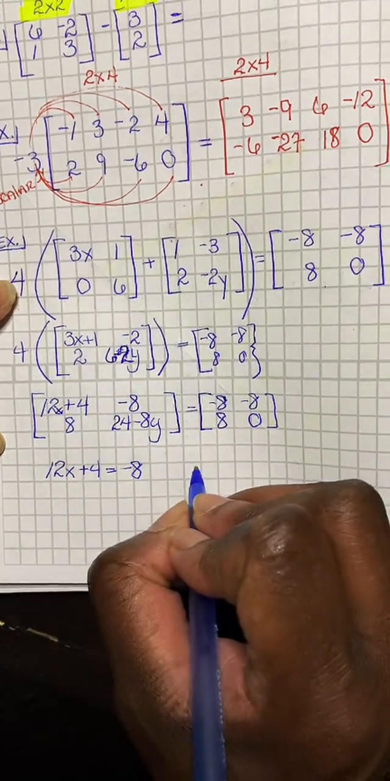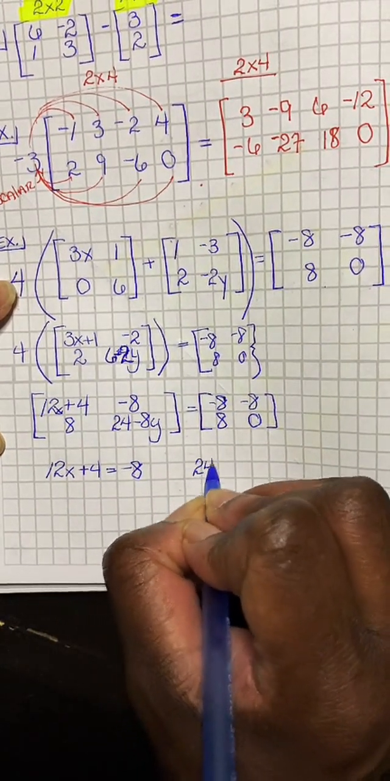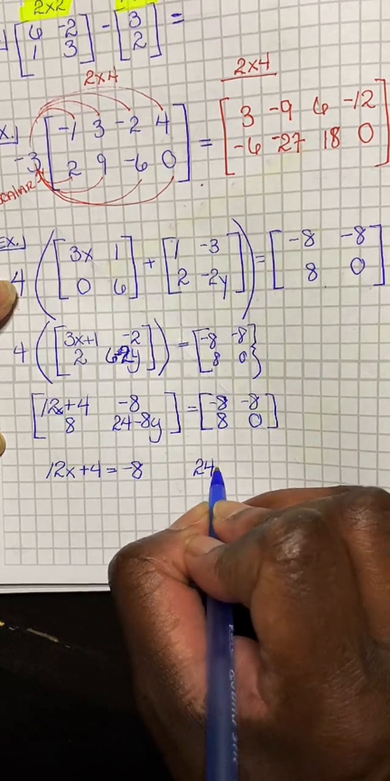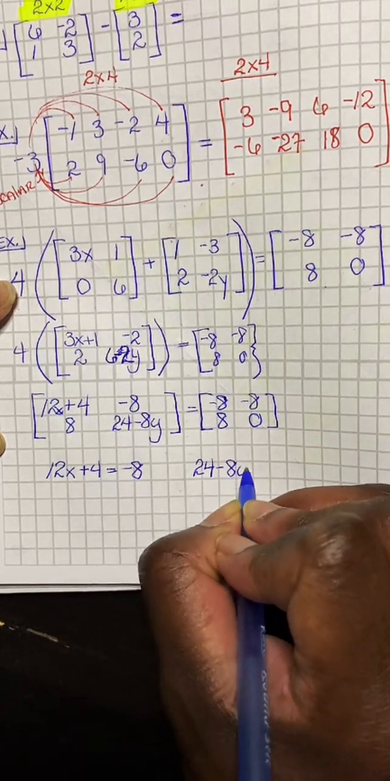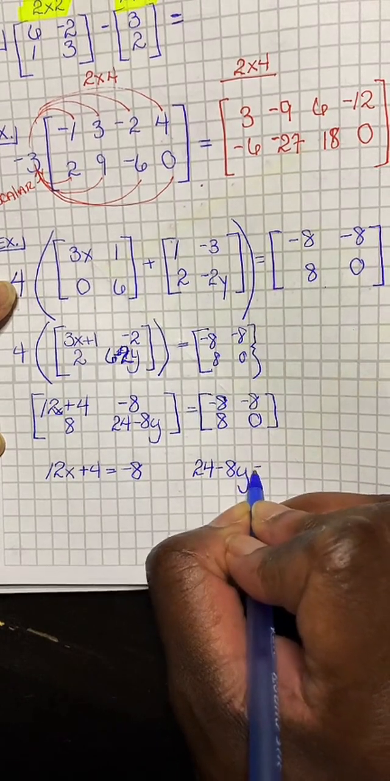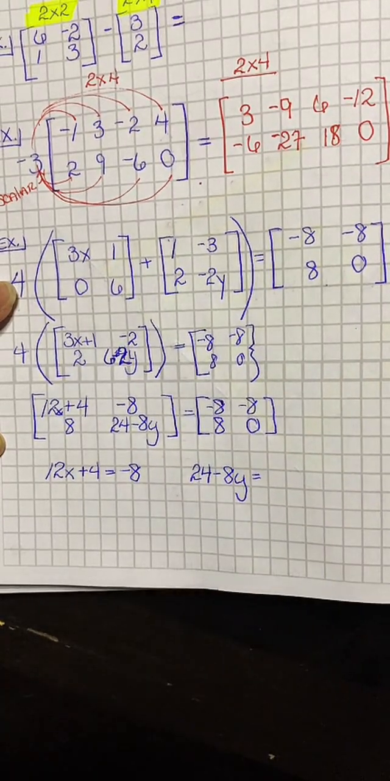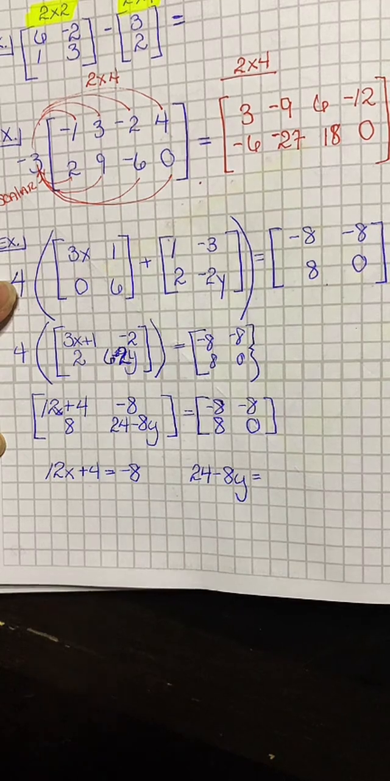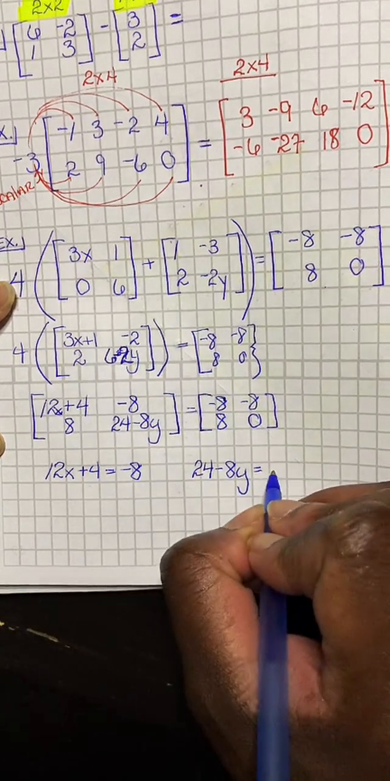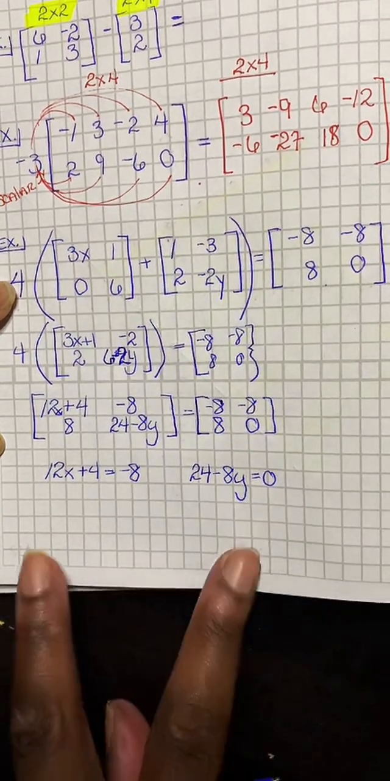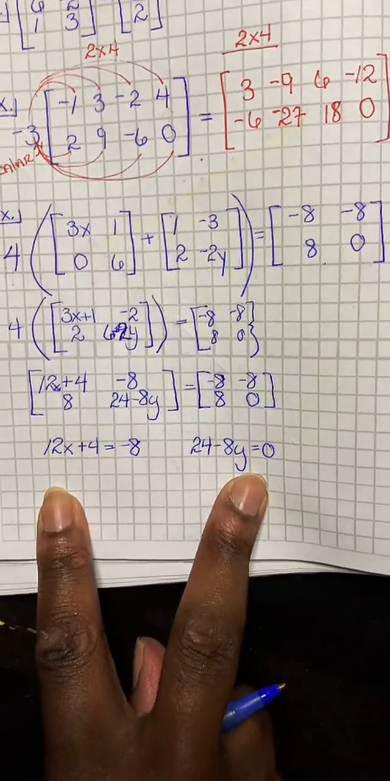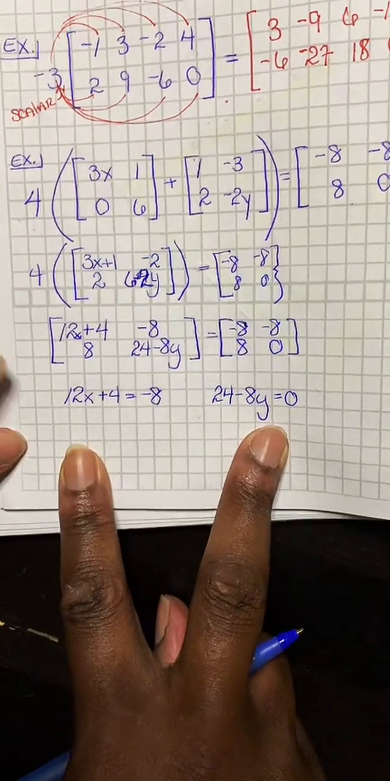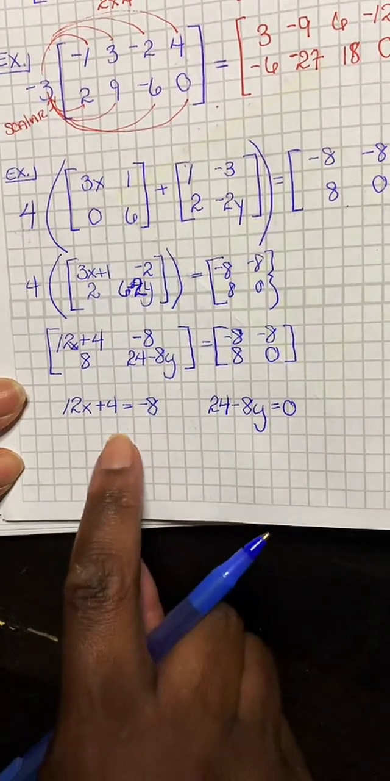The other equation is going to be 24 minus 8y. What is that going to be equal to? Yes, Lex. Good. Good, Froggy Queen. Good, Shay. It's going to equal 0. So now we have two equations. So let's solve this first one.